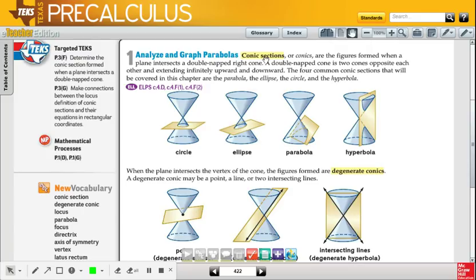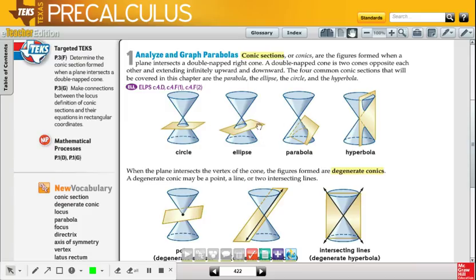Conic sections, also known as conics, are the figures formed when a plane intersects a double napped right cone. A double napped cone is two cones opposite each other and extended indefinitely upward and downward, meaning extended infinitely. The four common conic sections that we will cover in this chapter are the parabola, the ellipse, the circle, and the hyperbola. Now, you don't really have to write down the whole information, just the basics.